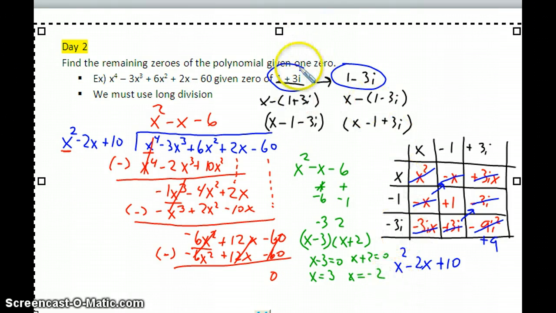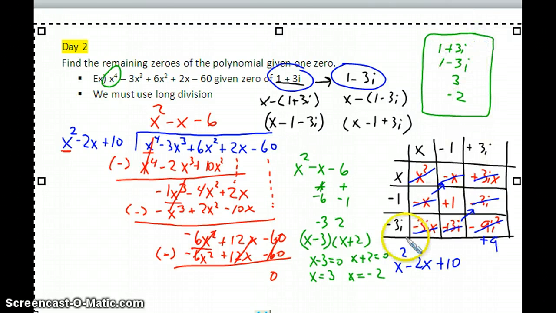And then I want to go back up and make sure that I did what it asks. It says find the remaining zeros of the polynomial. Well, there should be 4 zeros altogether because it's degree 4. I was given 1 plus 3i. I found the other one because it was a conjugate, 1 minus 3i, and I just solved for the other two, 3 and negative 2. So those would be my 4 answers.